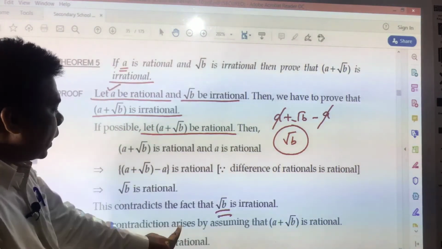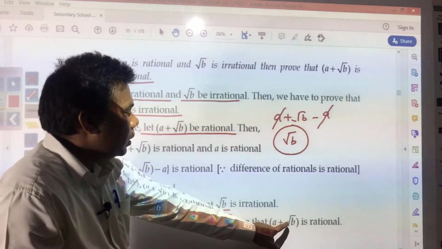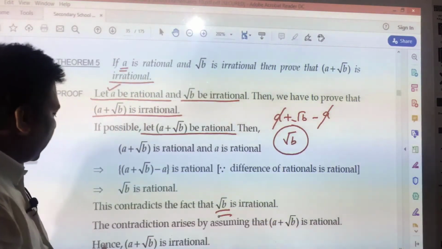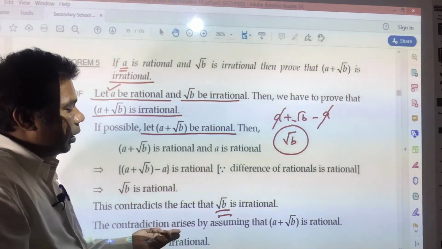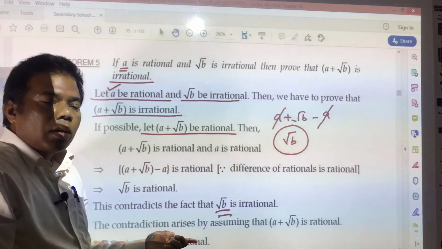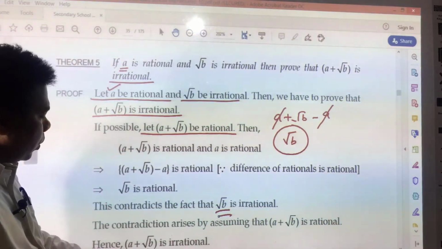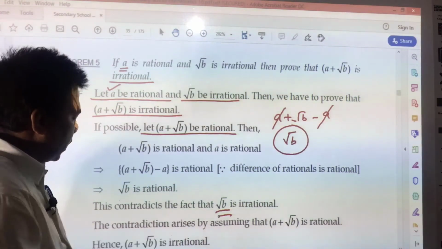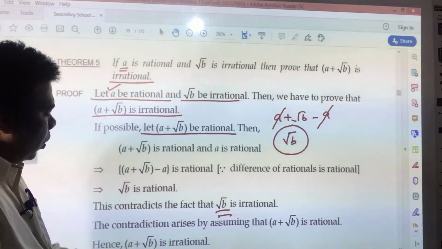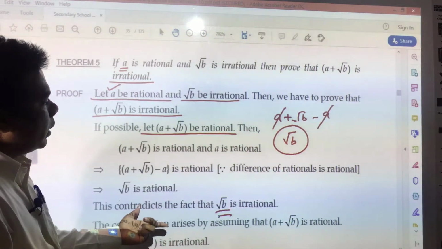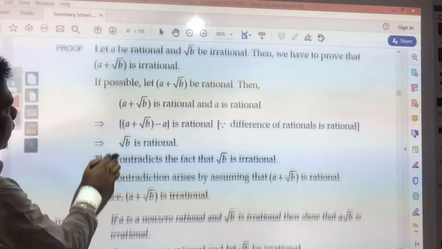The contradiction arises by assuming that A plus root b is rational, hence A plus root b is irrational. So, a contradiction is arising, why? Because our assumption is wrong. So, that is why A plus root b is irrational. In place of A and b, if any number is there, in this way only it is required to be shown, and this is required to be proved.